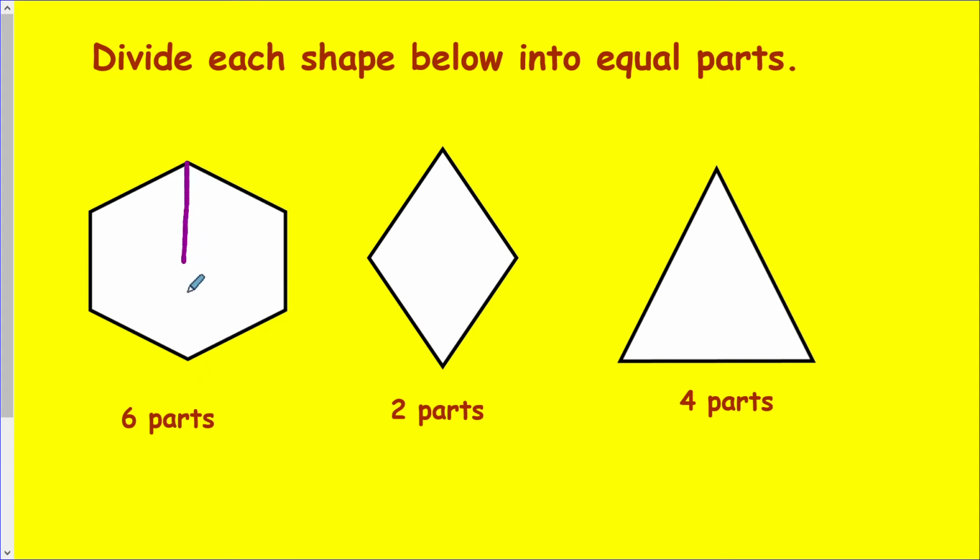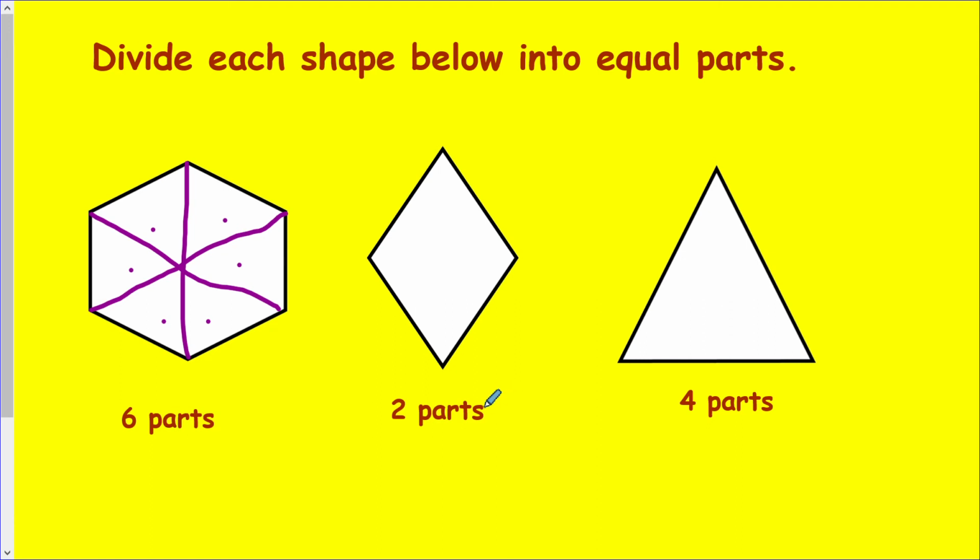First, I'm going to divide it in half. Guess what? I'm going to connect the angles. So if I connect my angles and that was drawn perfectly, then I would have 6 equal parts, right? This time I want 2 equal parts.